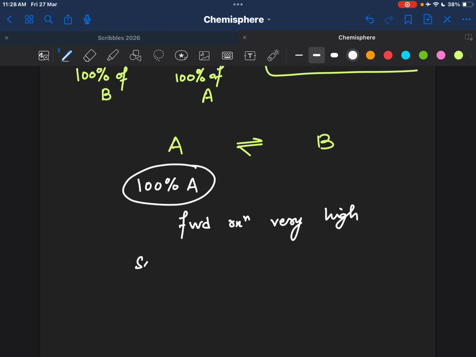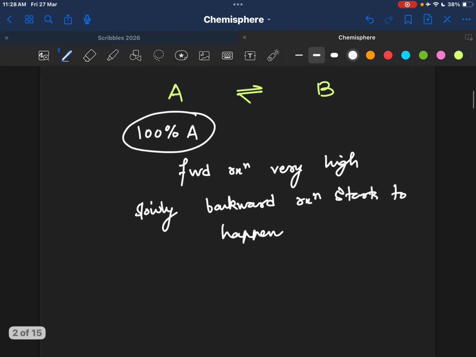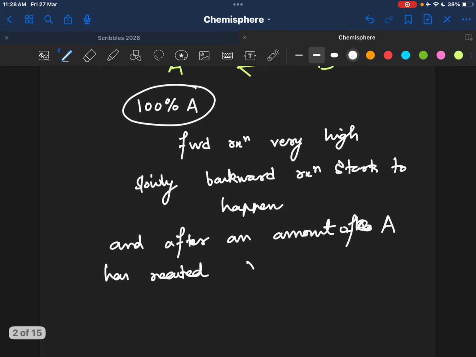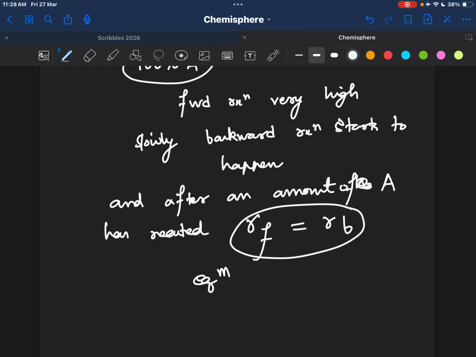Slowly the backward reaction starts to happen, and after an amount of A has reacted, the rate of forward becomes equal to the rate of backward, or we can say we reached equilibrium. And the moment we reach equilibrium, the concentration of the equilibrium mixture does not change.